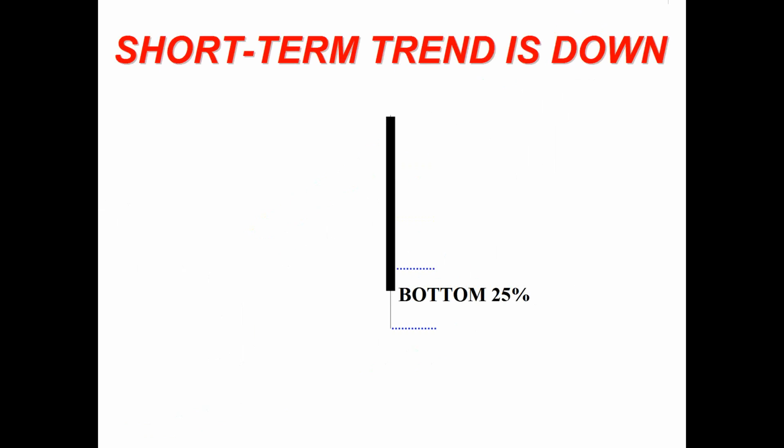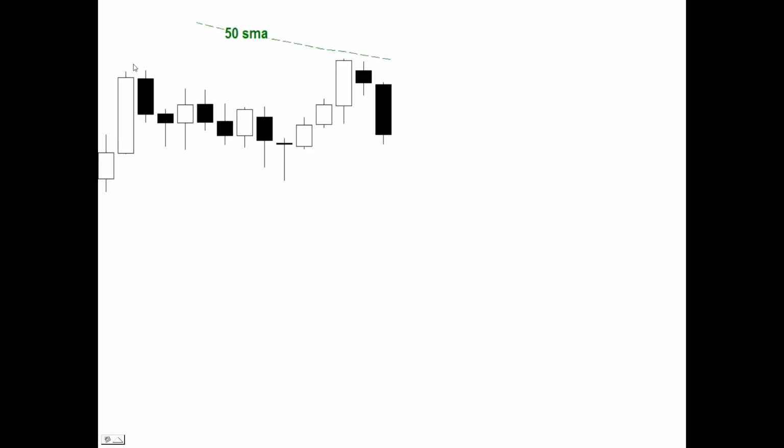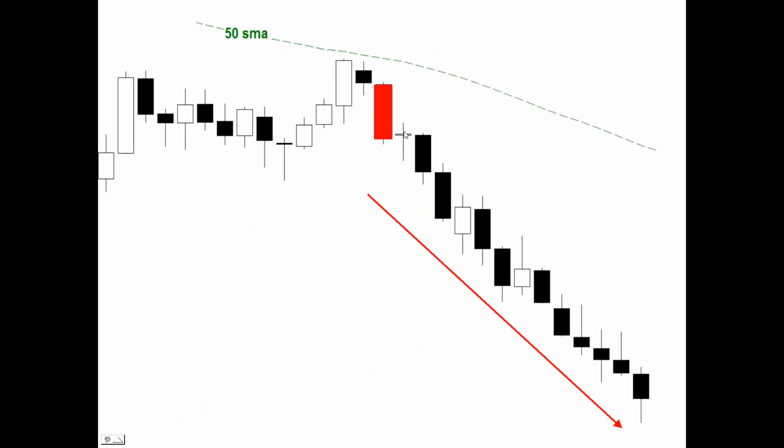All right. Now, what we want to do is combine this with the overall trend. So let's look at that chart before. We are now below the 50, so the overall trend is down. And what do we have here? A bar that closes in the bottom 25%. So the short term and the overall trend are in sync. And look what happened. Now, did I tell you to short this? Did some guy on TV tell you to short this? No, the market told you it wanted to go lower.